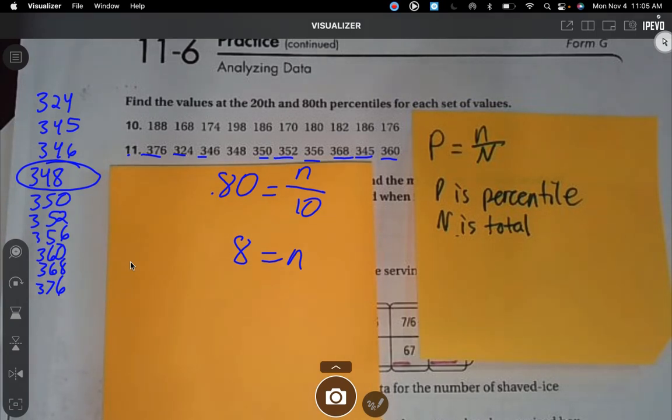Let me look at number 10. At what percentile is 10? What percentile is 18?